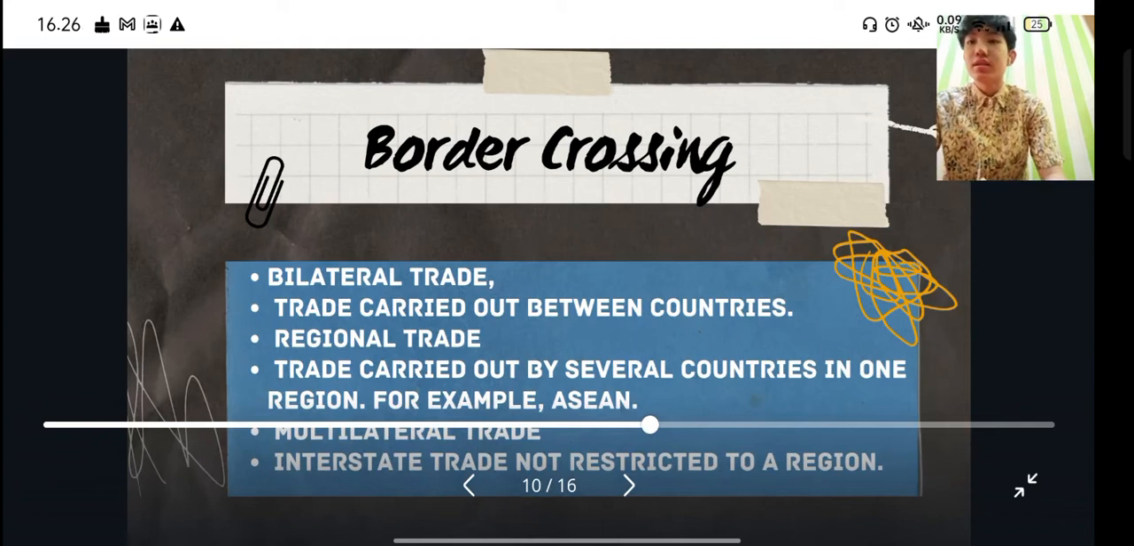Border crossing. Bilateral trade carried out between countries. Regional trade carried out by several countries in one region, for example ASEAN. Multilateral trade, interstate trade not restricted to a region.